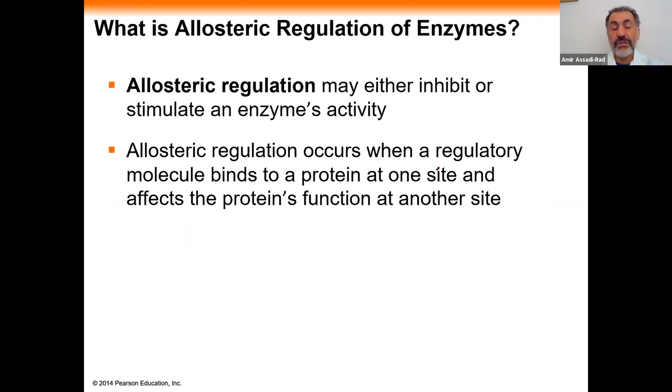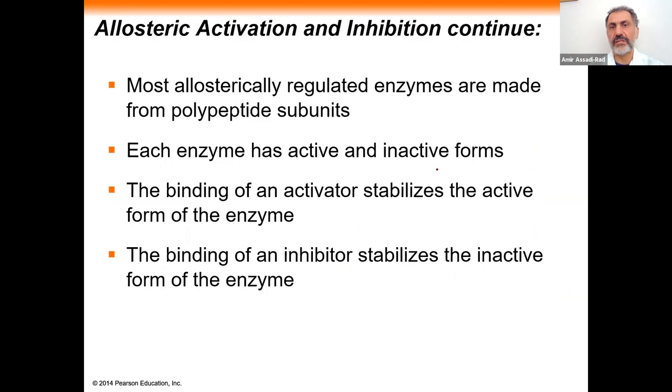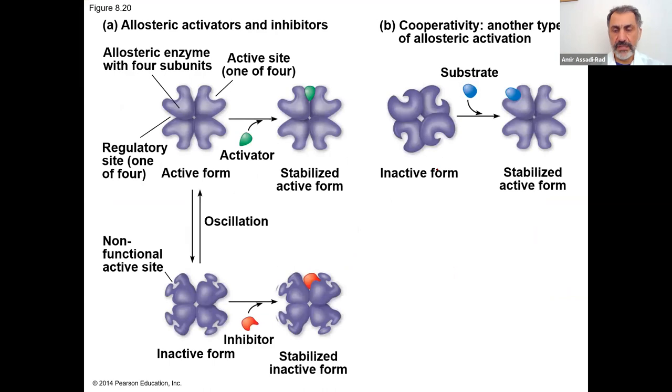Okay, allosteric regulation means pretty much that it may either inhibit or stimulate enzyme activity. Most allosterically regulated enzymes are made from polypeptides. Right here is an allosteric enzyme. This is the activator. It goes in here and sits in here. It makes the substrate fit so the enzyme works perfectly. Okay, so that would be a stimulator, an activator.